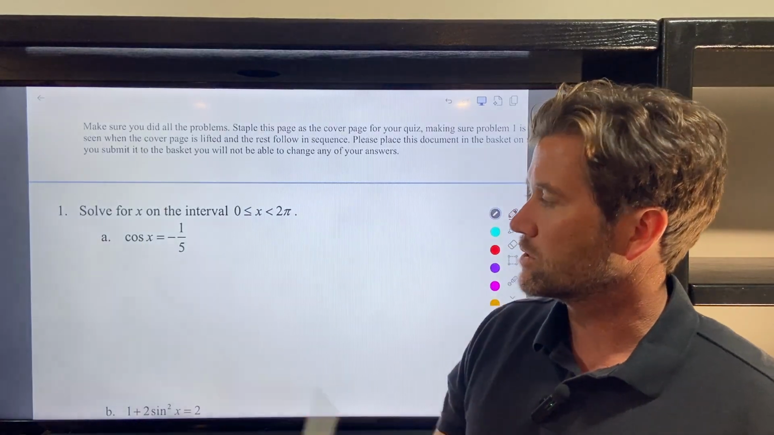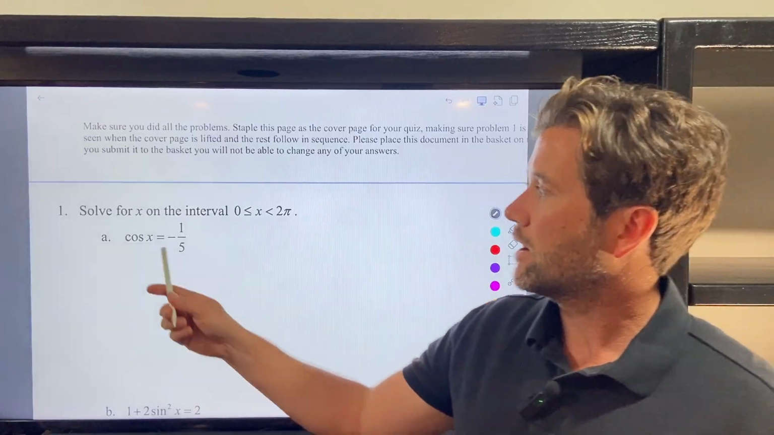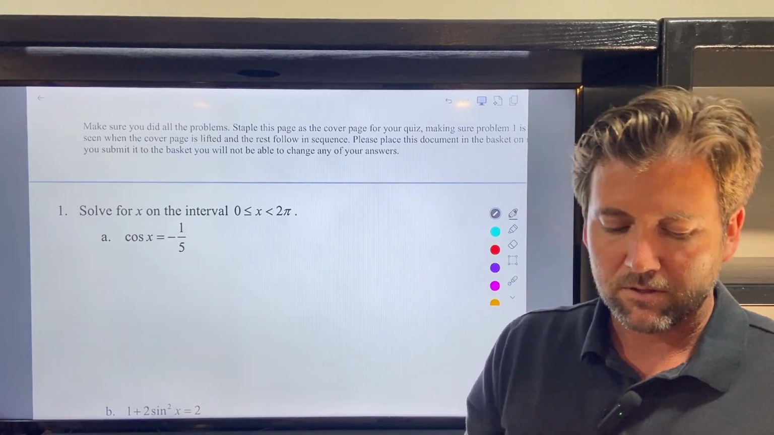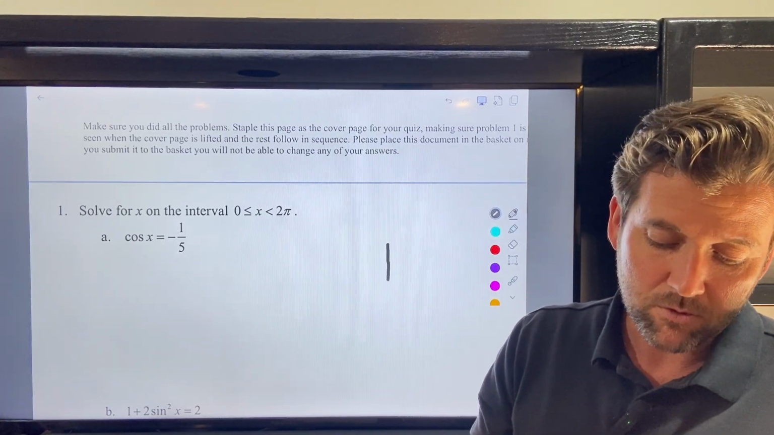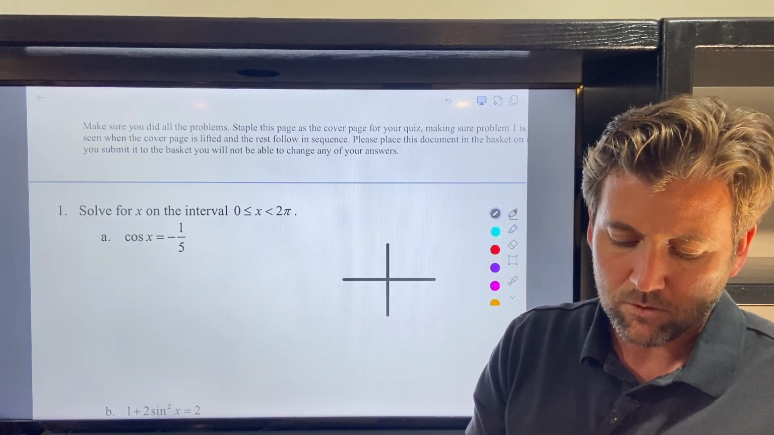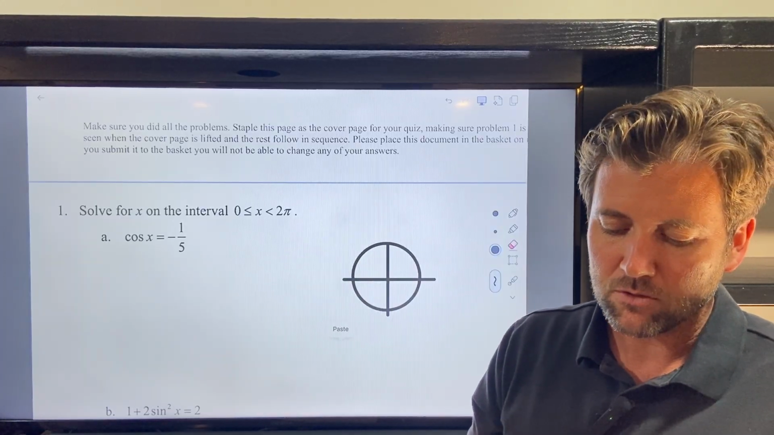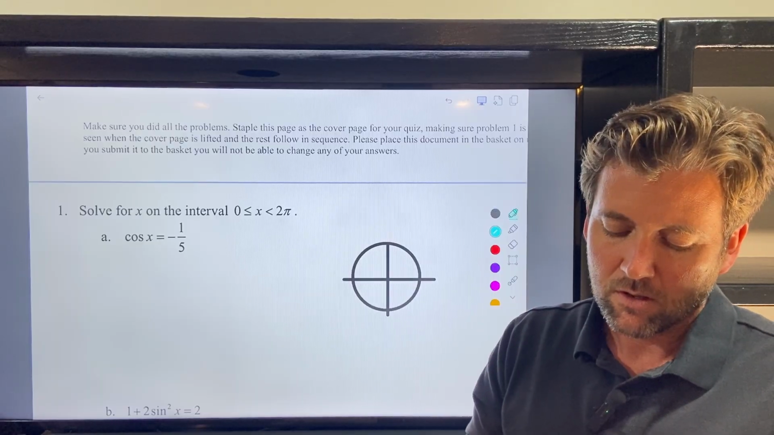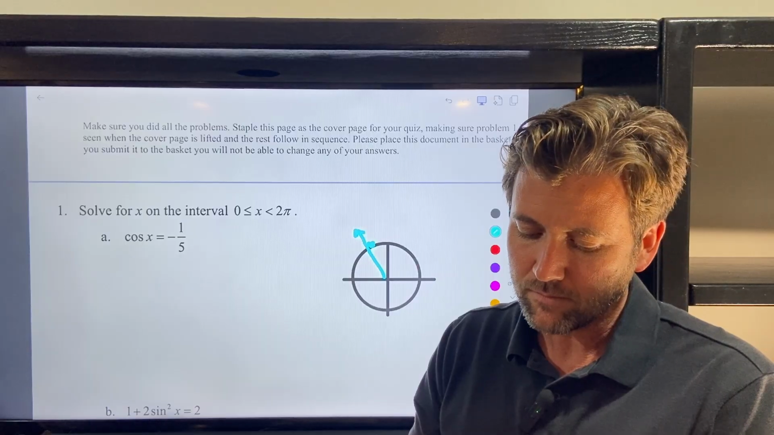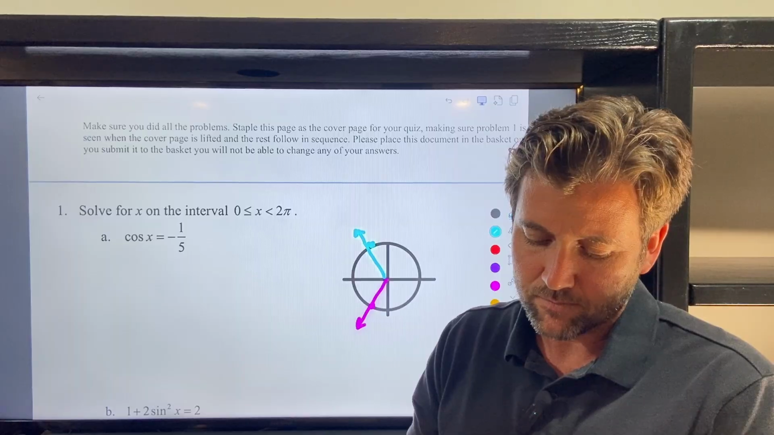Cosine of x equals -1/5. So if you're thinking about the unit circle and I look at cosine, so I'm thinking about the x coordinates in the unit circle, with a -1/5, this is not a value we're familiar with, meaning it's not going to be the angle that's a multiple of pi over 4, nor pi over 6. So I'm going to graph the 2 points on the unit circle that have an x coordinate of -1/5. That'd be right here in the second quadrant and right here in the third quadrant.